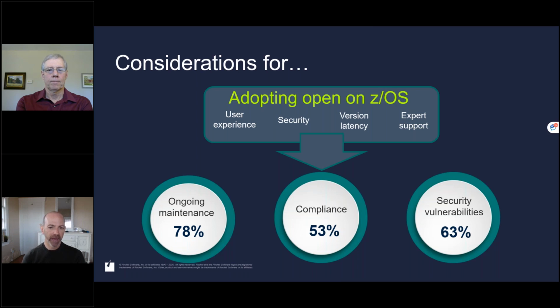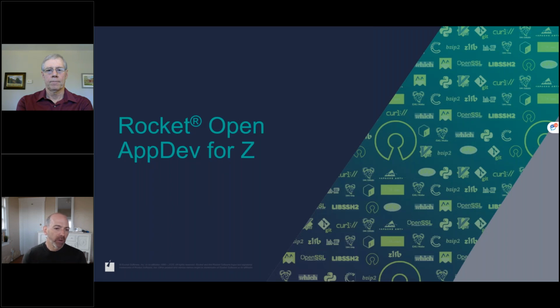And finally, having expert support to give you somebody to call in the middle of the night when you need help. That's obviously a major concern if you're going to be putting open source into the critical path of your organization. So this is what brought us to develop Rocket Open AppDev for Z to address these concerns.